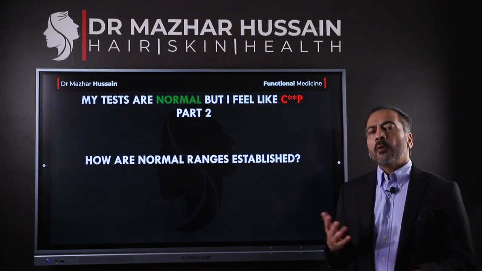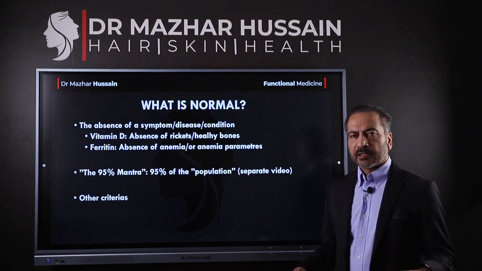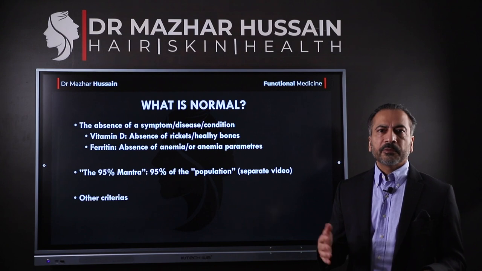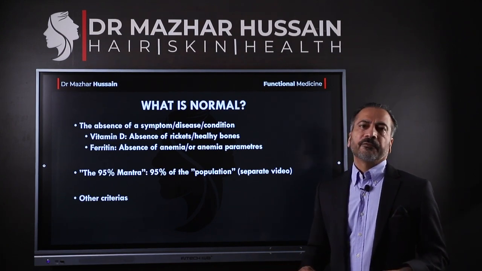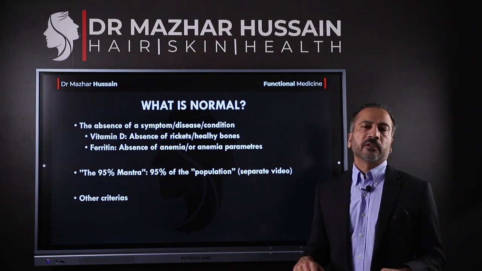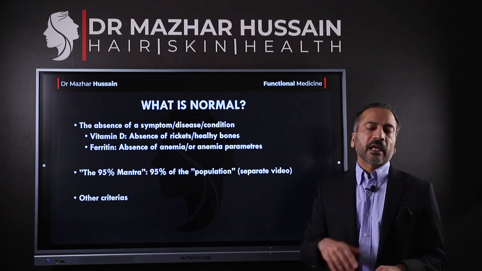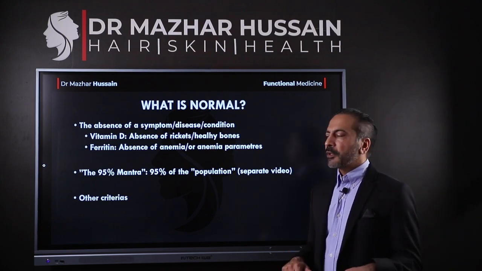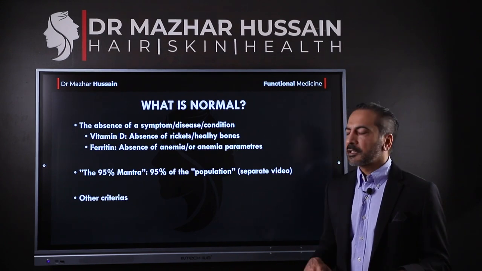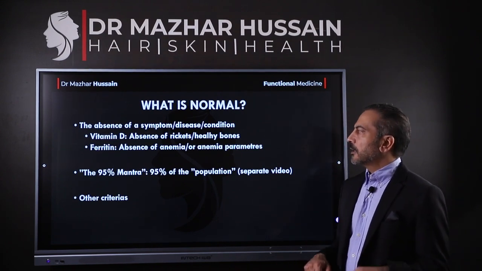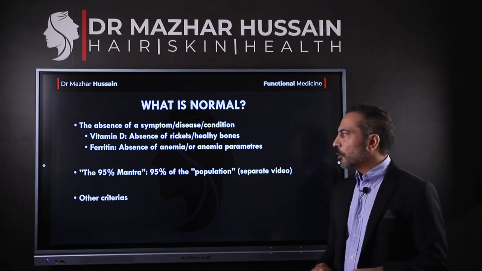So how are normal values established? Well, there can be different criteria for that. It can be the absence of a symptom, absence of a disease, absence of a condition, where we say that if you have this range in your blood test, then you are unlikely to develop this or that condition. That could be one way of doing it, and it's being used, for instance, in the case of vitamin D. We'll discuss that in more detail later. And also in the case of ferritin, which is the storage of iron in our body.